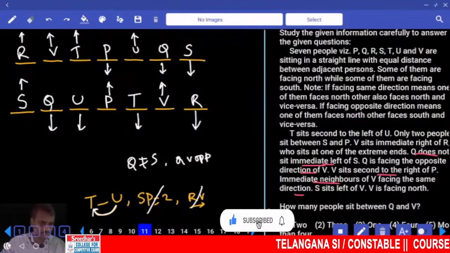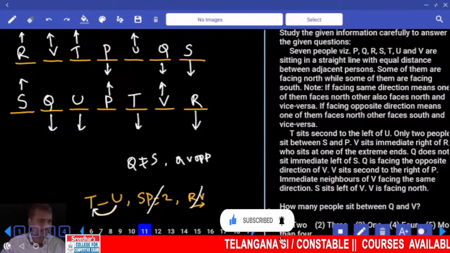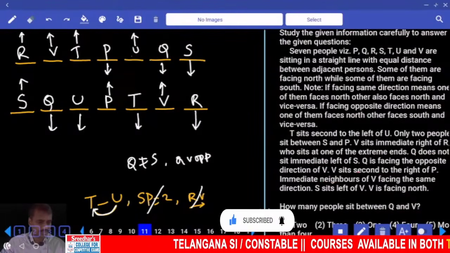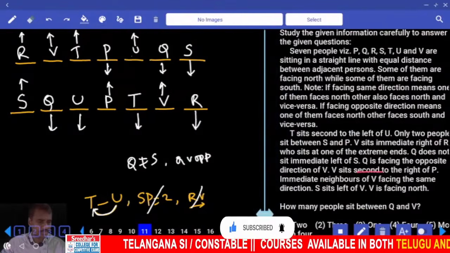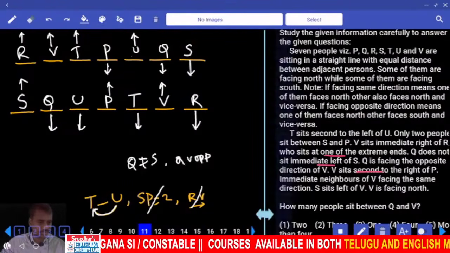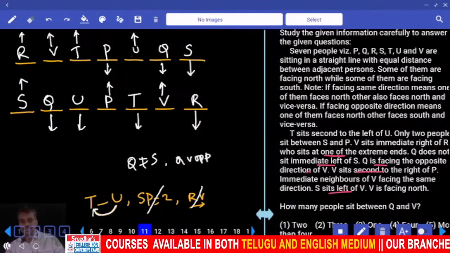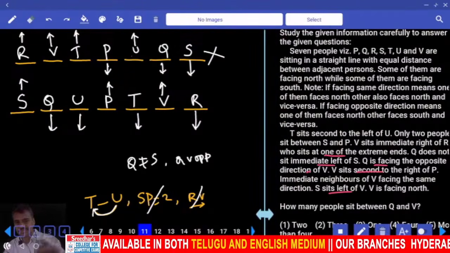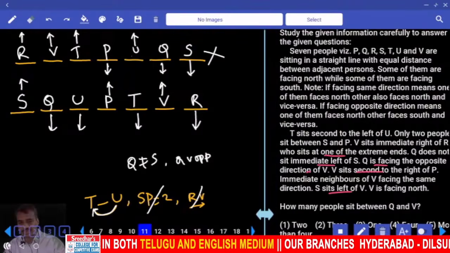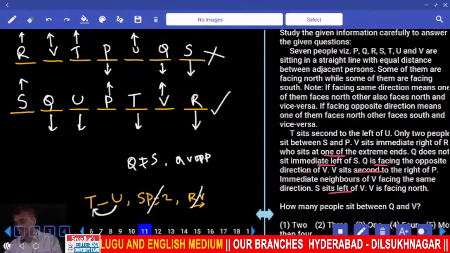And S sits to the immediate left of V, sits second to the right. And Q is facing. S sits left of V. Here in this case, S is to the right of V. Here S is to the left of V. This is a valid arrangement.